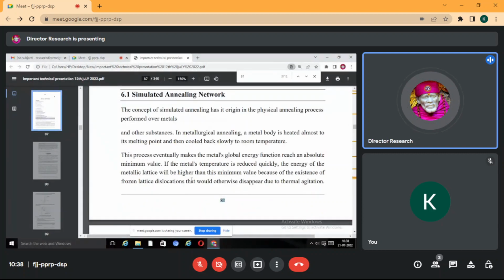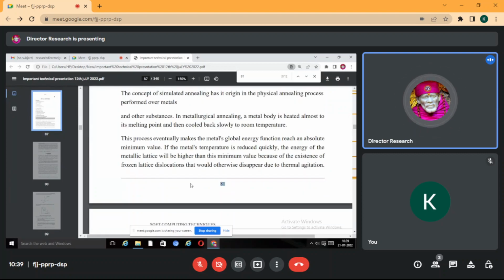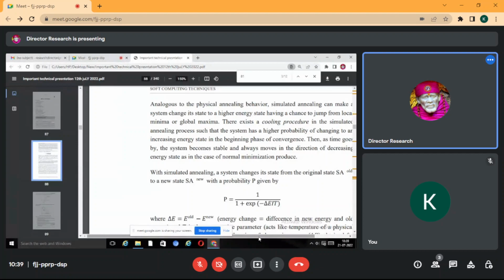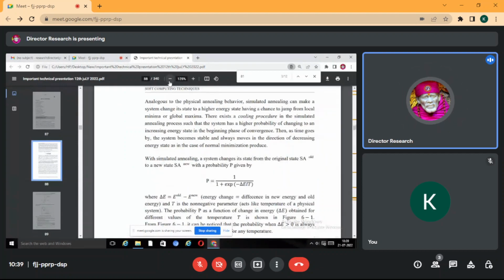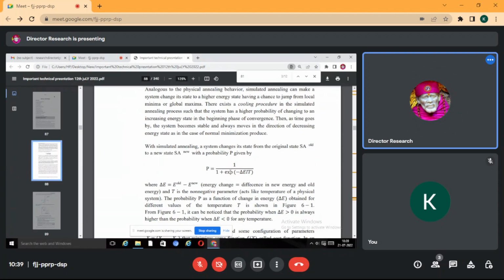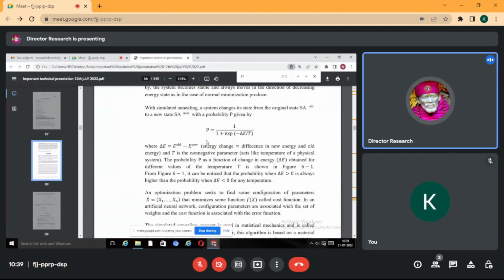Okay, the concept: the process makes metals reach a global energy function, the absolute minimum value. It is analogous to physical annealing behavior. Simulated annealing can make a system change to higher energy, having a chance to jump from local minima to global minima. This is the probability equation I explained just now. A change is represented as delta.